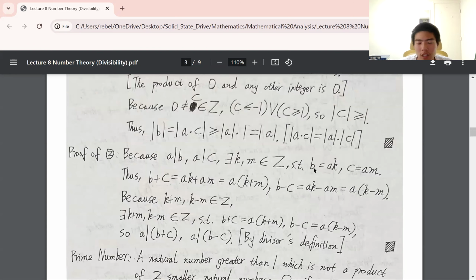You just write B as A times K, C as A times M, and we add them together. K plus M is also an integer. K minus M is also an integer. This is by the fact that the integers are a set closed under plus and minus. And we'll see this fact in the next lecture when we discuss the integer set properties, but we can also accept it as a fact. An integer plus or minus an integer is always an integer. So we proved K plus M and K minus M are in the set Z, and we have proved it.